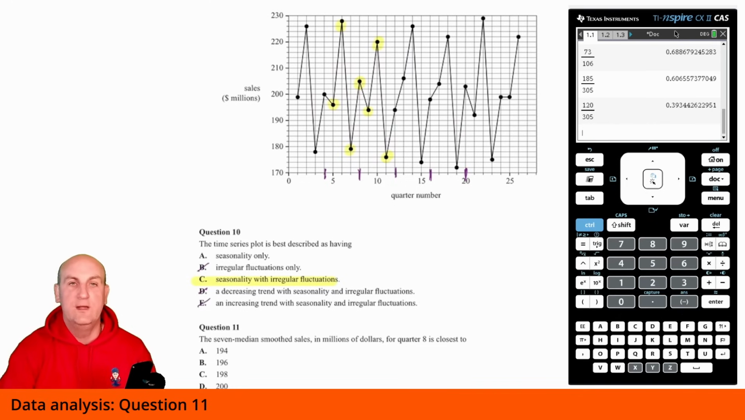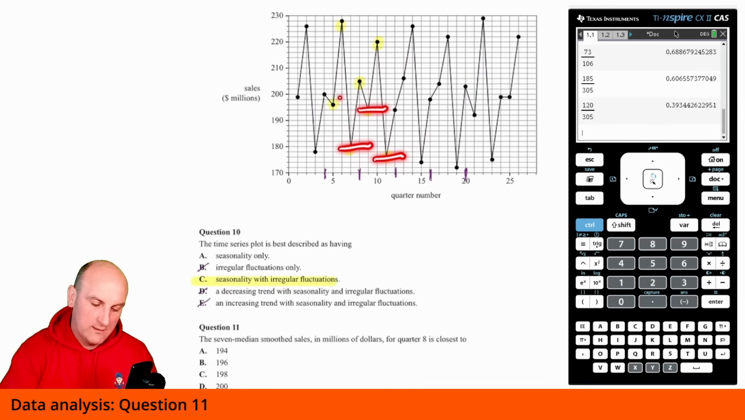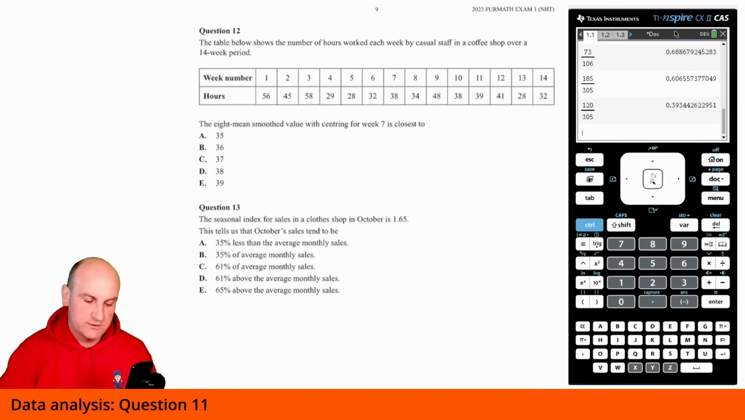But what I'm now trying to do is find the 4th highest dot as I go up the page. So there's 1, 2, 3, and there we go. There's my 4th highest dot. So I'm going to read across to that value there, which is 190, 246, 196. So I'm going to go with B as my correct answer. Okay, and median smoothing, mean smoothing, awesome, love, love, love.